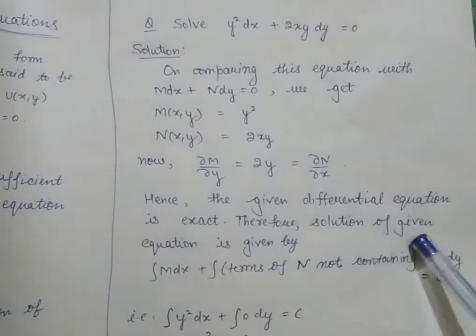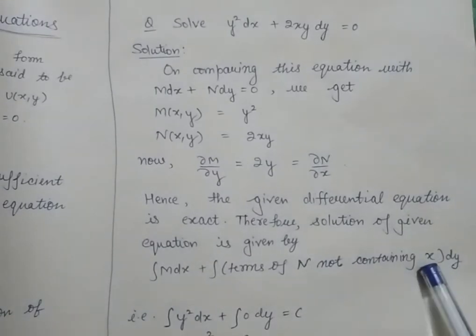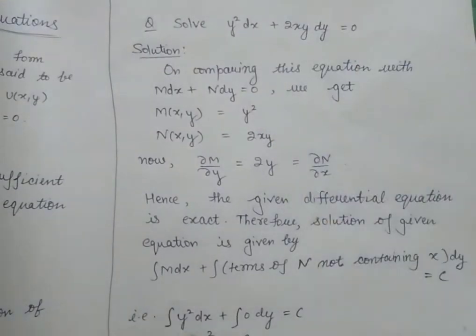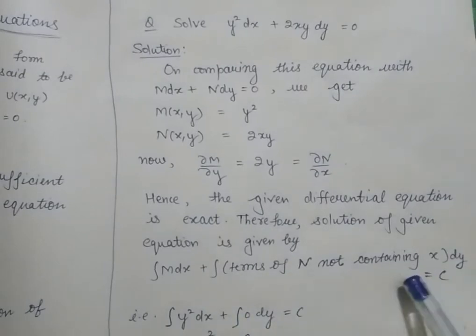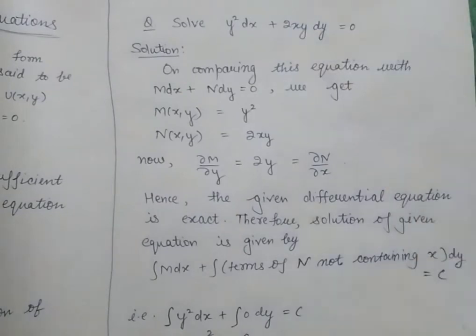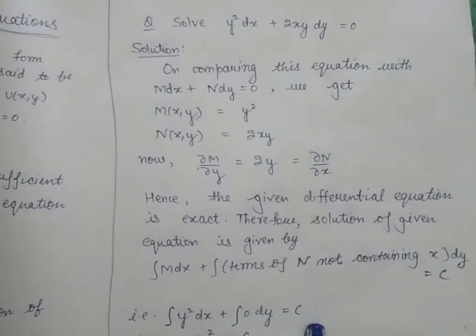Therefore, the solution of the given equation is given by the integral of M dx plus the integral of the terms of N not containing x, dy, equal to c. That is, the integral of y² dx plus the integral of the terms of N not containing x. But in N we have only one term, 2xy, which contains x, so we will not take that term. So we have no term, so it is 0 dy equal to c.